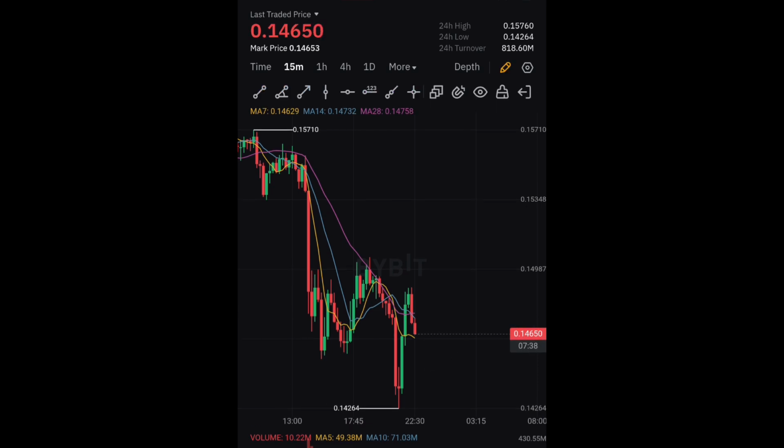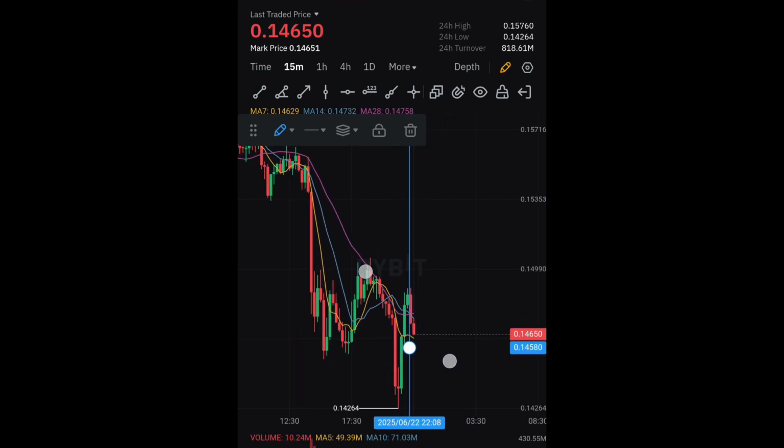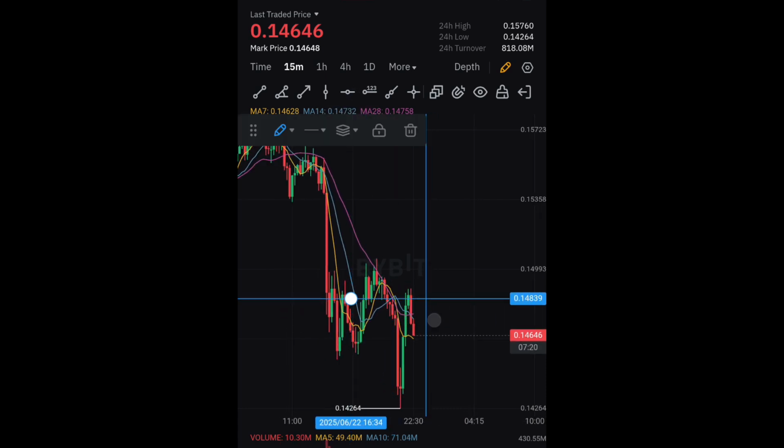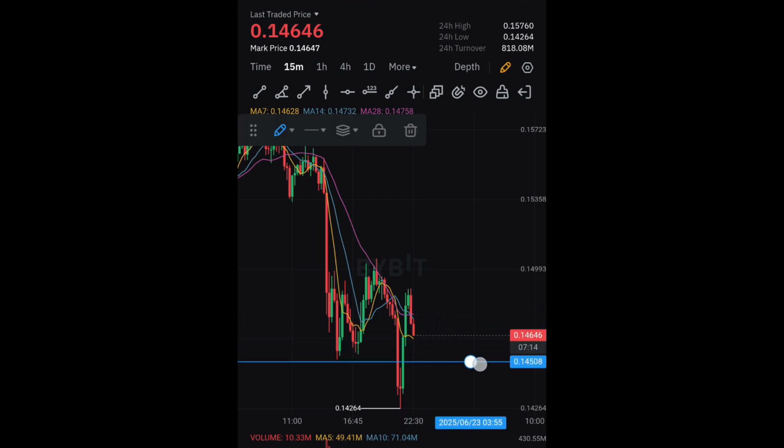Let me use this. Okay, let's say you want to short the trade or long the trade at this price. You click on it and you see the price right now. The price is currently at 0.1452. You say I want to long the price. Once the market comes to this price, that's when the limit order triggers.